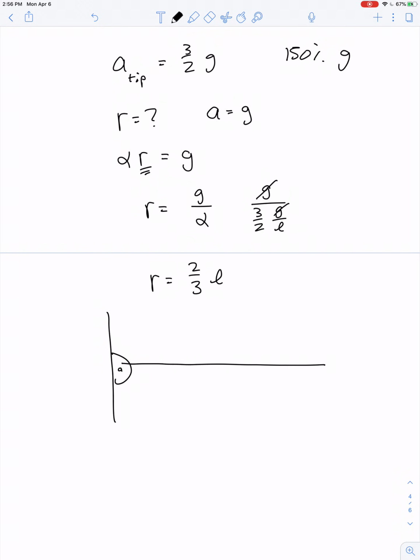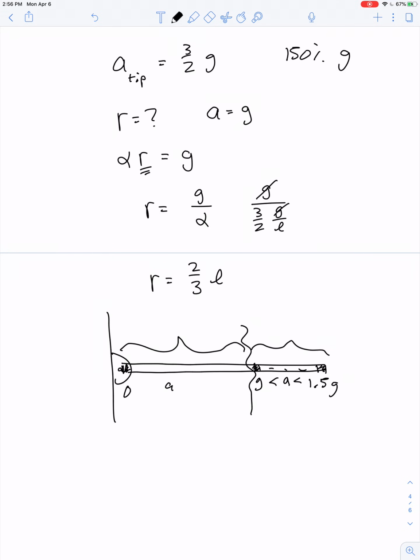I sort of eyeballed it and estimated that points beyond that have accelerations that range from g up to the very tip, 1.5 g, and then for points within this guessed line, acceleration varies from 0 up to g. And so what is this distance right here? It's 2/3 of L, and this is the remaining 1/3.